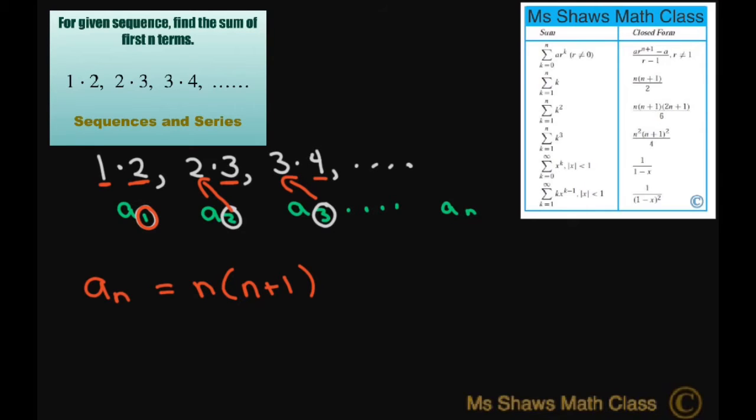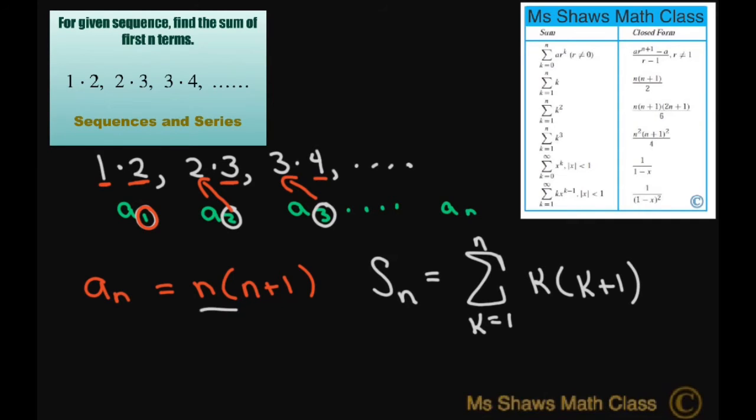So the sum is going to be written as S sub n equals the sum. And you can use K or J or something, but we'll use K here. K equals 1 to n of K times K plus 1. So I just rewrote it because we need to go to n, so I rewrote this with K. All right, so let's go ahead and finish this up.